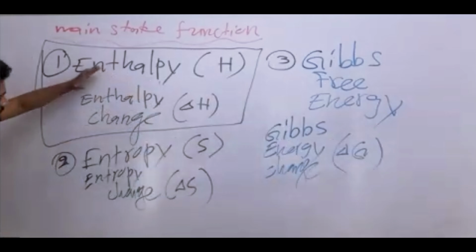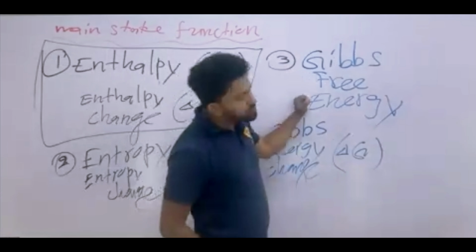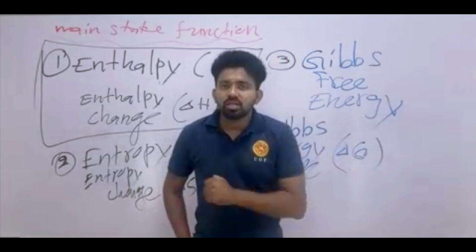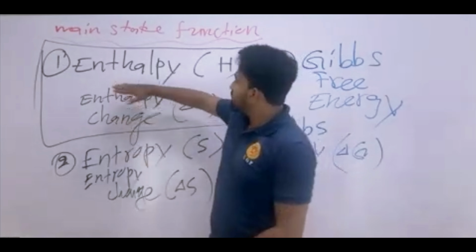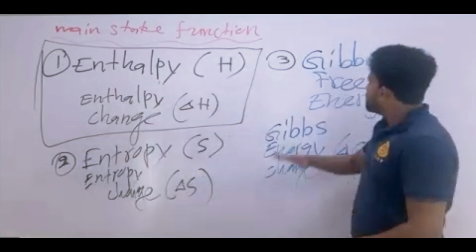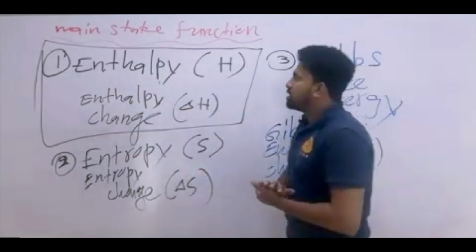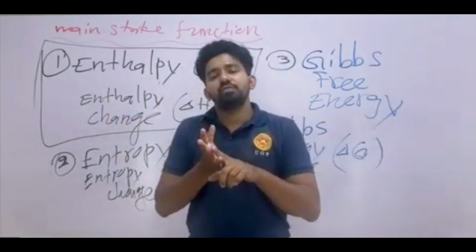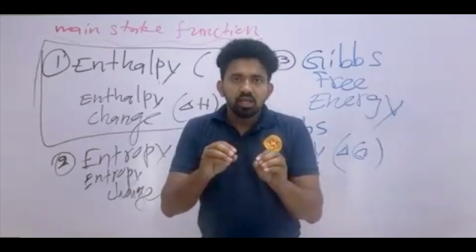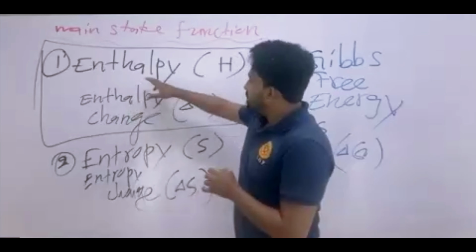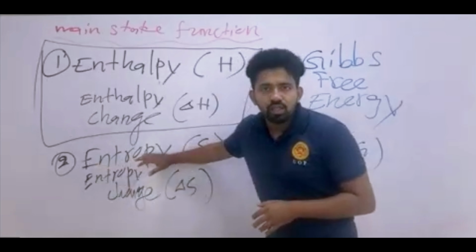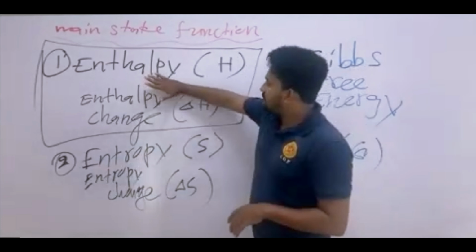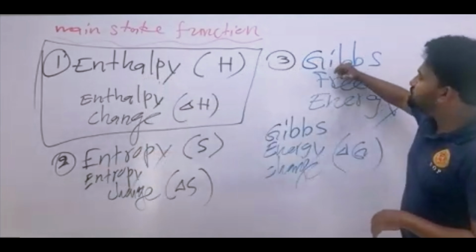What are the things? Enthalpy, entropy, Gibbs free energy. Those are 3 factors. So what are those 3 factors? Enthalpy, entropy, Gibbs free energy. These are the 3 main state functions we learn in this unit: enthalpy, entropy, Gibbs free energy.